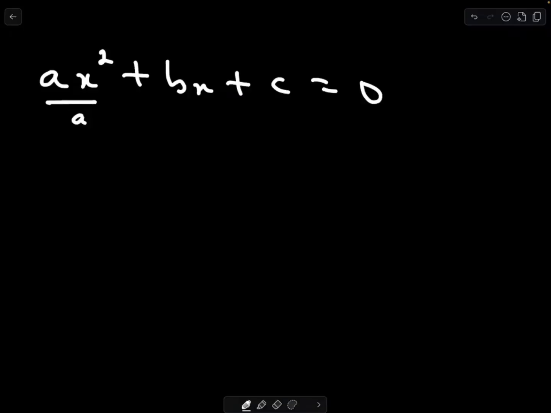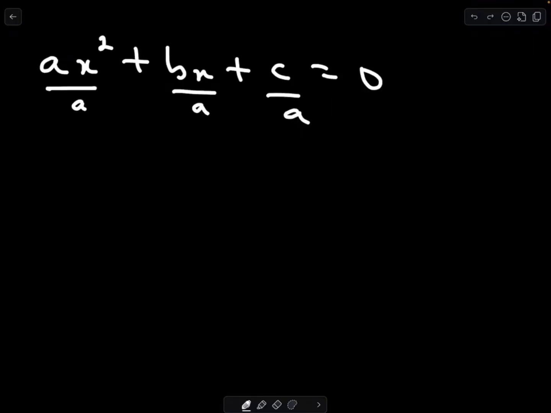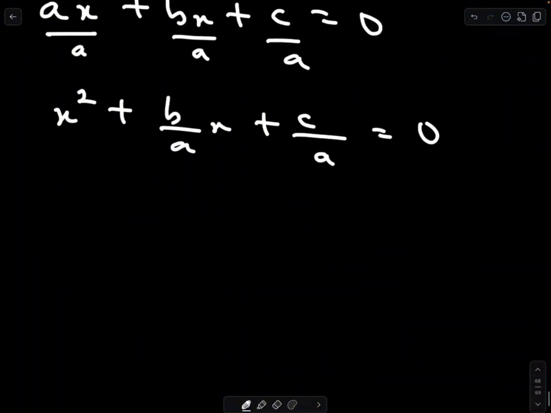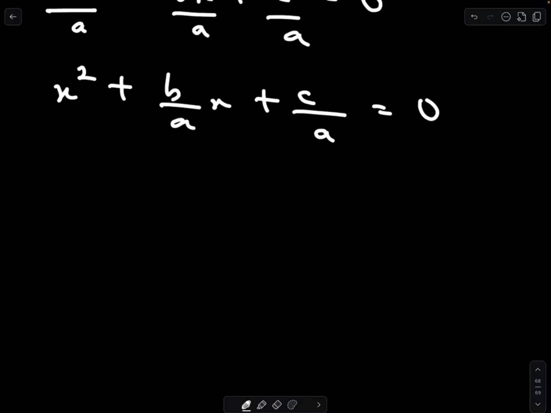We know that the general form of a quadratic equation is ax squared plus bx plus c equals 0. If I divide through by a, this equation becomes, I know that 0 over a is still 0, x squared plus b over a x plus c over a equals 0. Now let me call this equation 1.